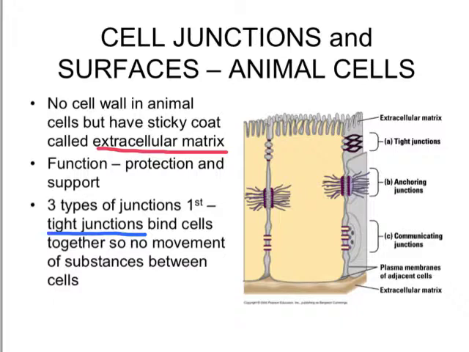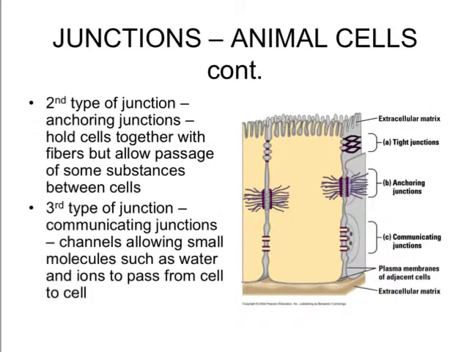The second type of junction is what we call anchoring junctions. And that's shown here and here. So these, again, they serve to hold those cells together as well, but they're a little looser than tight junctions, and they can allow some substances to pass between the cells, whether it's signaling substances or water or any other important proteins and such.